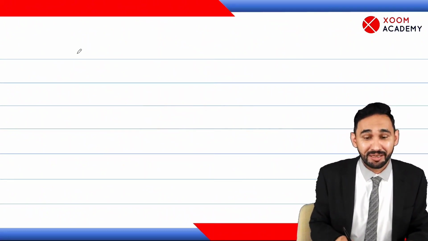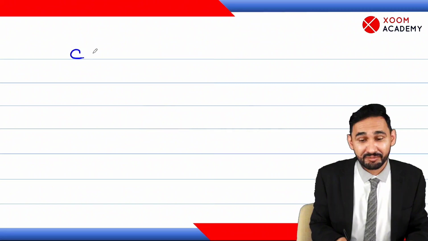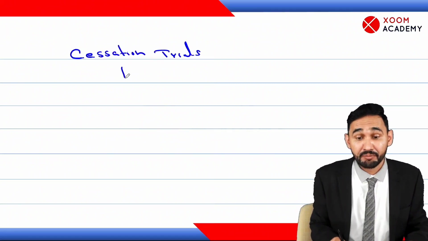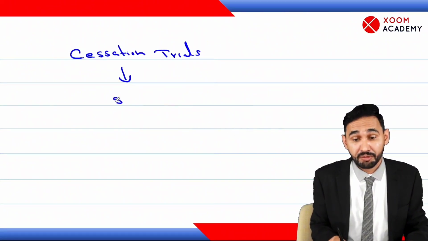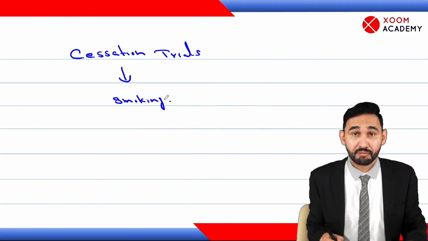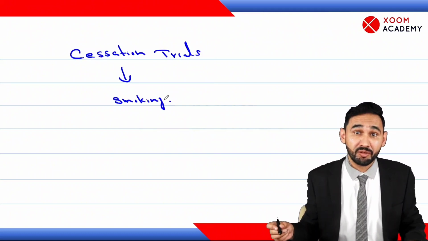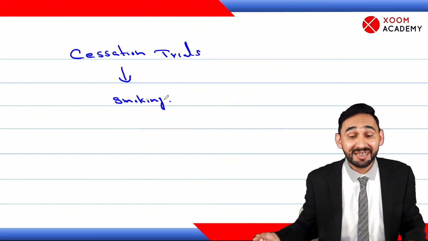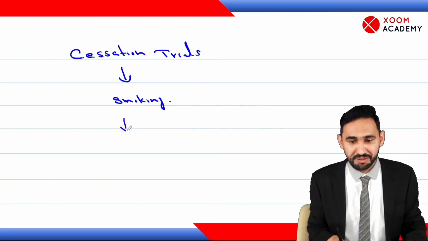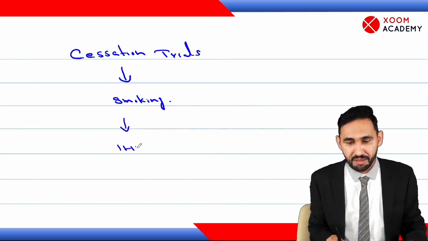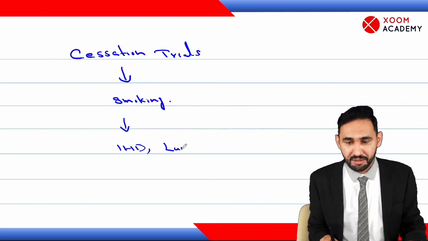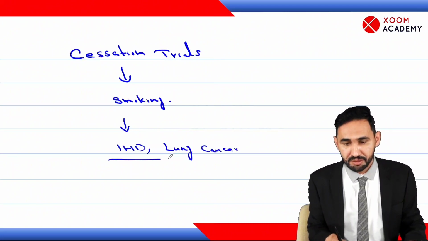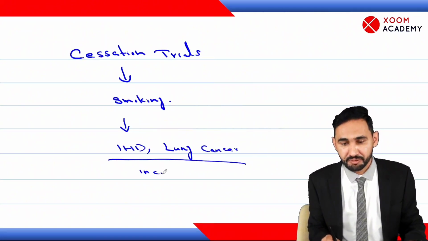Then there are cessation trials. We can give the example of smoking. People who quit smoking can have lesser incidence of ischemic heart disease or lung cancer. So, by cessation of smoking, the chances or incidence of ischemic heart disease and lung cancer is reduced.